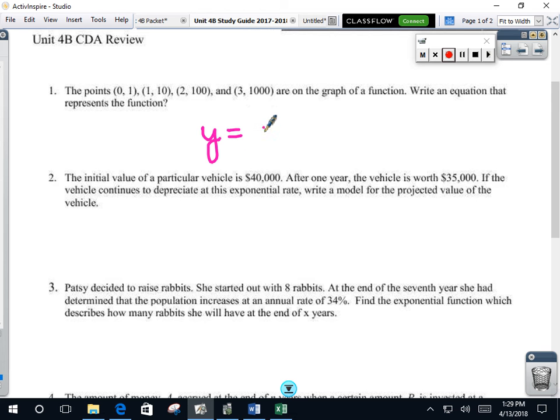Right, so the growth factor is 10, and then don't you raise that to the x power? And I mean, technically that's just your b to the x. Why is there no need to write an a value? Because the first one is 1. No, for this one it's just y equals a times b to the x.